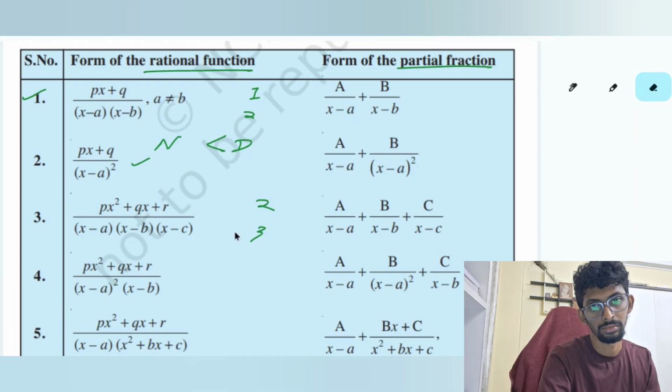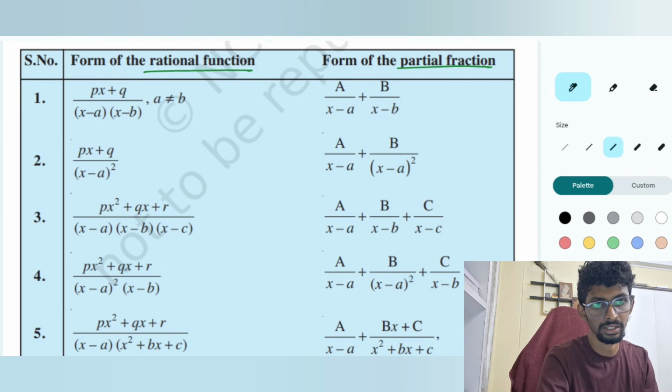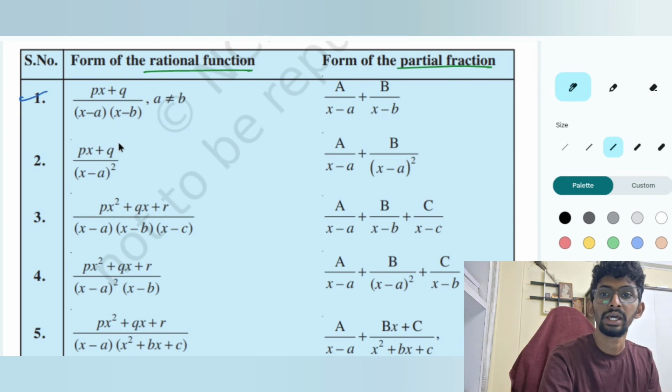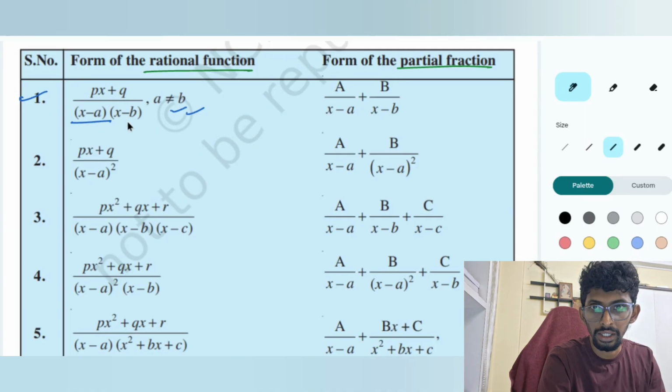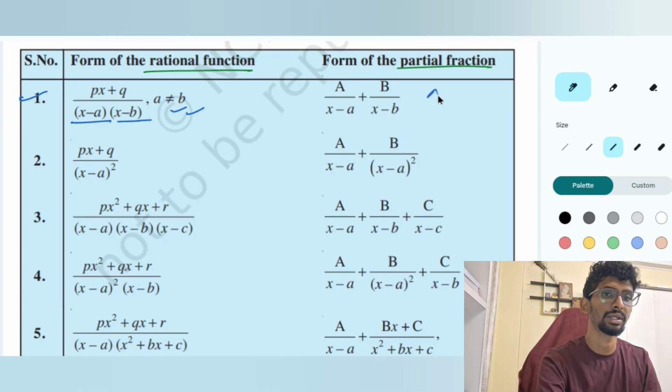So next, let me explain first one. So in first case, the denominator is x minus a times x minus b. So both are linear. So if both are linear, we will write the rational function as a upon x minus a plus b upon x minus b. So later I will teach you how to find a and b, but this will be the form.